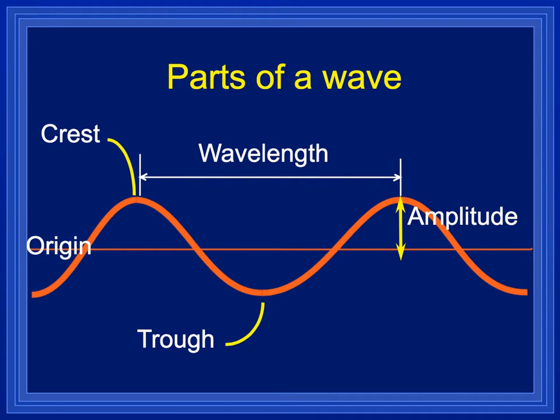You might want to know this bottom's called a trough. I'm not too freaked out about that. But the amplitude is the distance here from the origin, which is like this line that goes evenly through this wavelength, to the peak or the crest there.